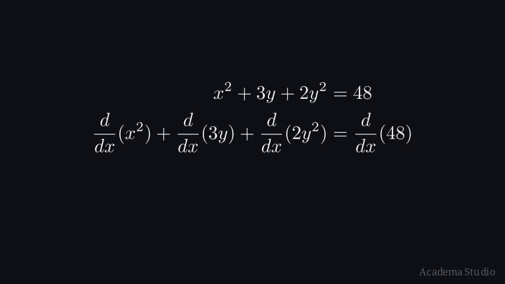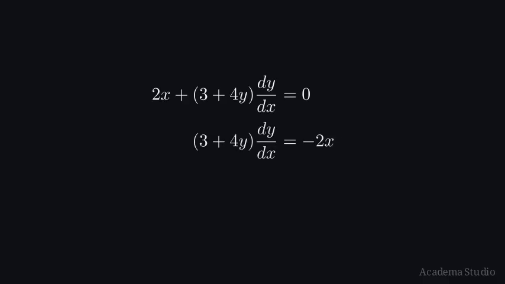Group the like terms. The derivative with respect to x of x squared plus the derivative with respect to x of 3y plus the derivative with respect to x of 2y squared equals the derivative with respect to x of 48. So 2x plus 3 dy/dx plus 4y dy/dx equals 0. Differentiating x squared gives 2x. Differentiating 3y gives 3 dy divided by dx. Differentiating 2y squared gives 4y dy divided by dx. This confirms the derivative given in the question.